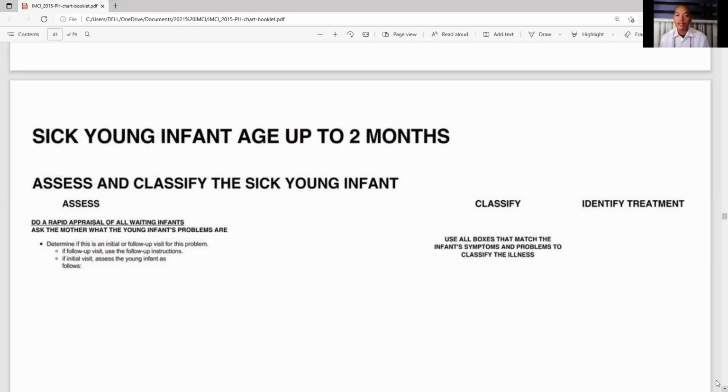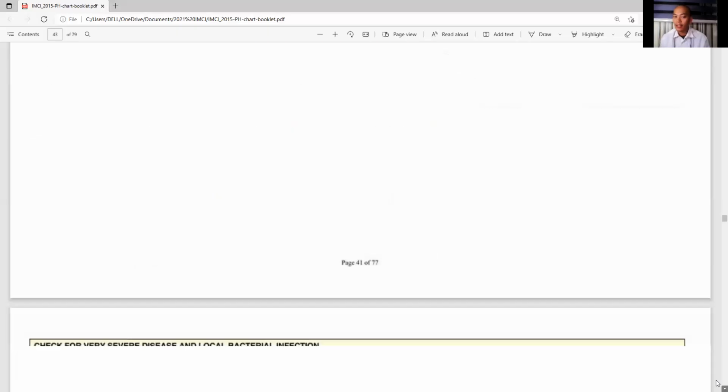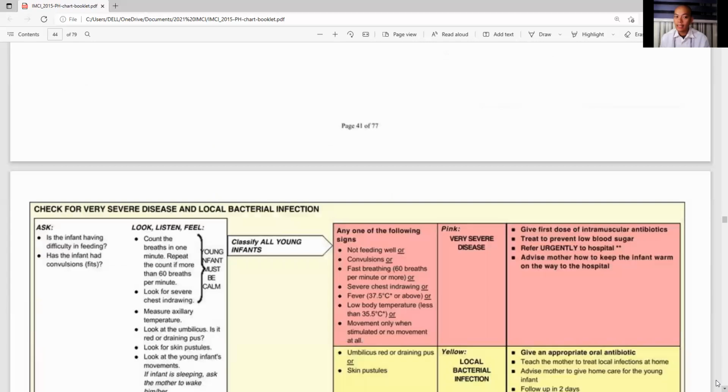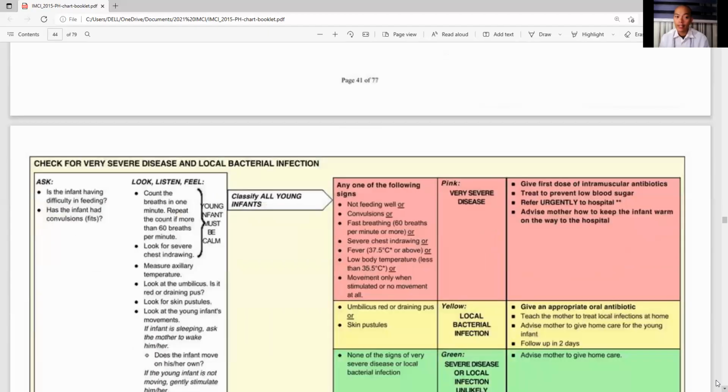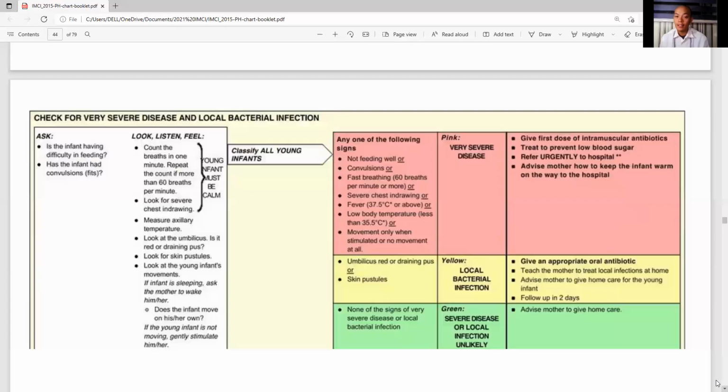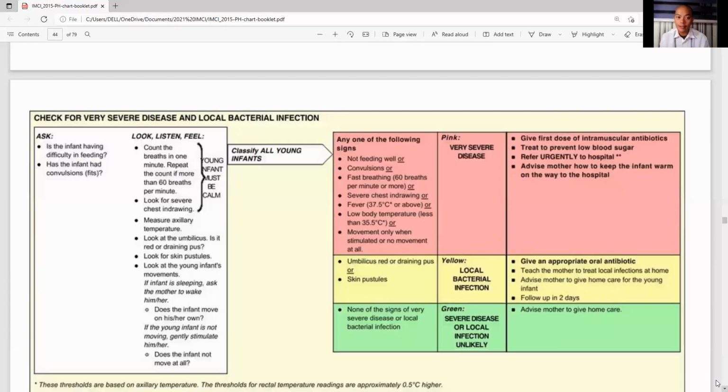Sick young infant 2 months and below. If you go through the questions, it is different. Okay, suddenly we remember dun sa taas, the first thing we check after checking for danger signs. Okay, wala. Okay, dito we're not checking for danger signs. Immediately, if the child is 2 months and below, check for severe disease and local bacterial infection agad. Okay, so we are not looking for danger signs. Okay, but we are looking for this already.